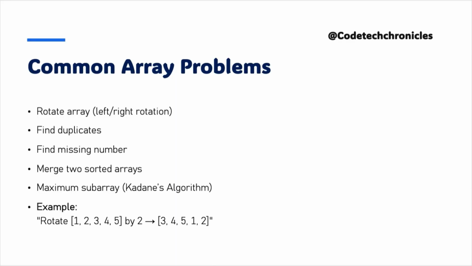Common array problems. Arrays are simple but extremely powerful. Here are some common problems that are often asked in interviews and competitive coding contests. Rotate an array, shift elements left or right. Find duplicates using hashing or sorting. Find the missing numbers, often from a given range. Merge two sorted arrays, a classic problem. Maximum subarray, use Kadane's algorithm. For example, rotating 1, 2, 3, 4, 5 by 2 will result in 3, 4, 5, 1, 2.